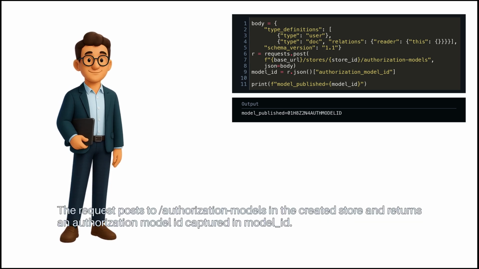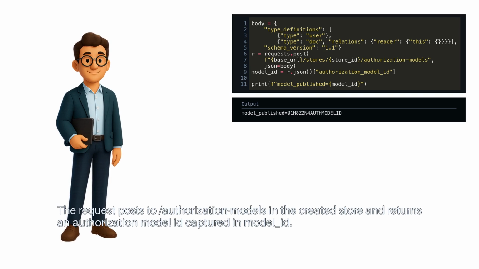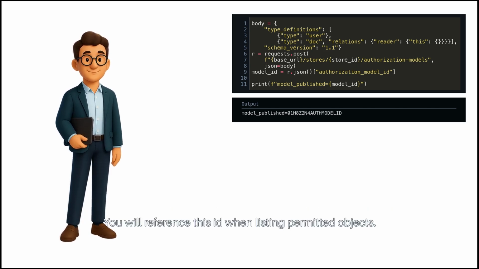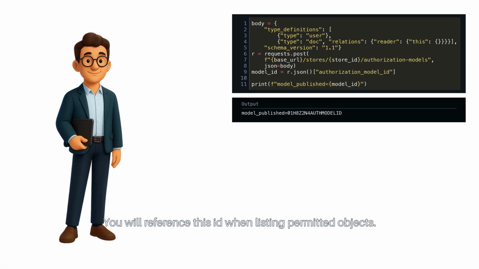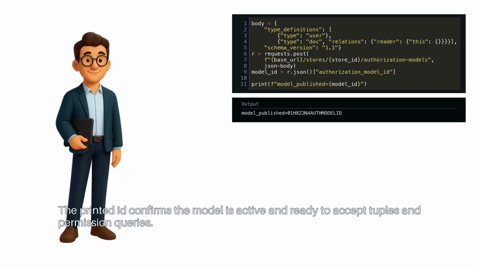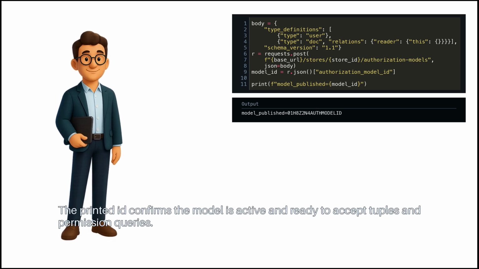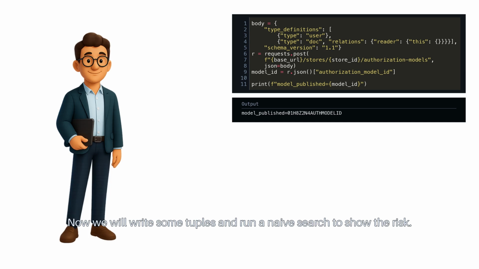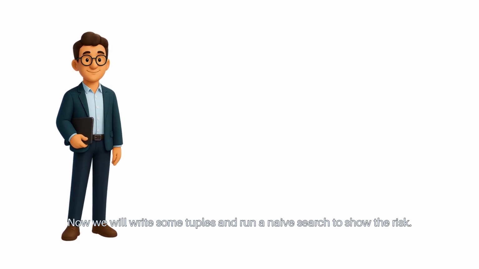The request posts to authorization models in the created store and returns an authorization model ID captured in model ID. You will reference this ID when listing permitted objects. The printed ID confirms the model is active and ready to accept tuples and permission queries. Now we will write some tuples and run a naive search to show the risk.